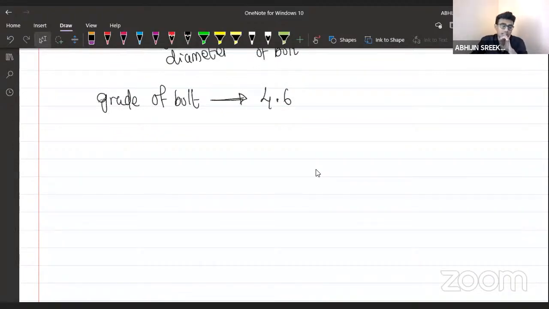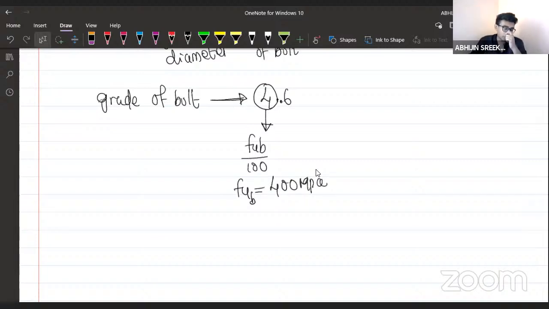Exactly. This 4 here represents FUB divided by 100. I can say if you multiply the number just before the decimal point with 100, I will get the FUB value. FUB here will be equal to 400 MPa, or 400 Newton per mm square.